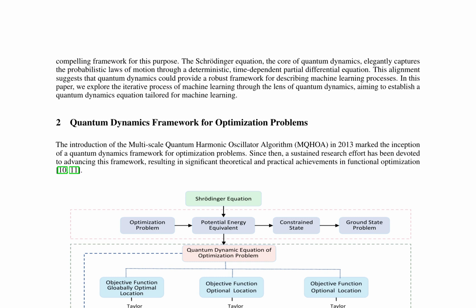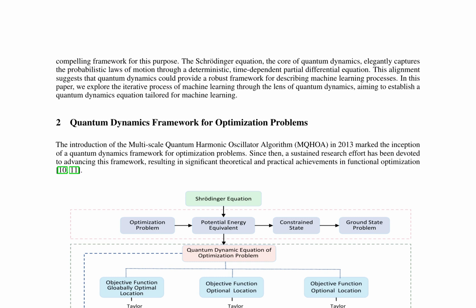Machine learning has been reimagined through the lens of quantum dynamics, leveraging the probabilistic laws of motion captured by the Schrödinger equation. This alignment suggests that quantum dynamics can provide a robust framework for describing machine learning processes. Building upon the multiscale quantum harmonic oscillator algorithm introduced in 2013, significant theoretical and practical achievements have been made in functional optimization. The quantum dynamics framework, QDF, for optimization problems is founded on the Schrödinger equation, simplified by disregarding physical quantities and constants. This yields the quantum dynamic equation of optimization problem, equivalent to the constrained optimization problem.